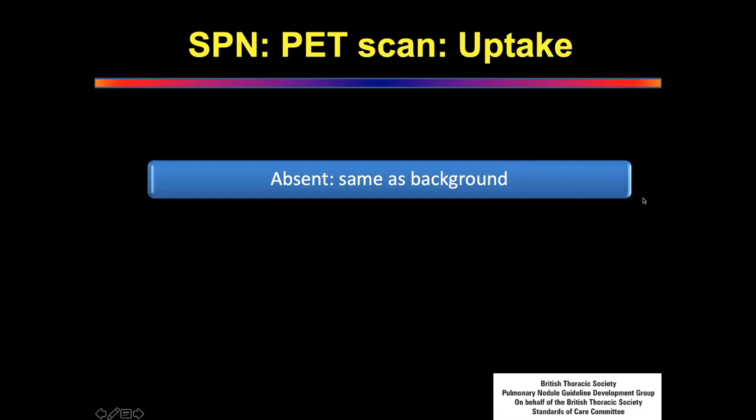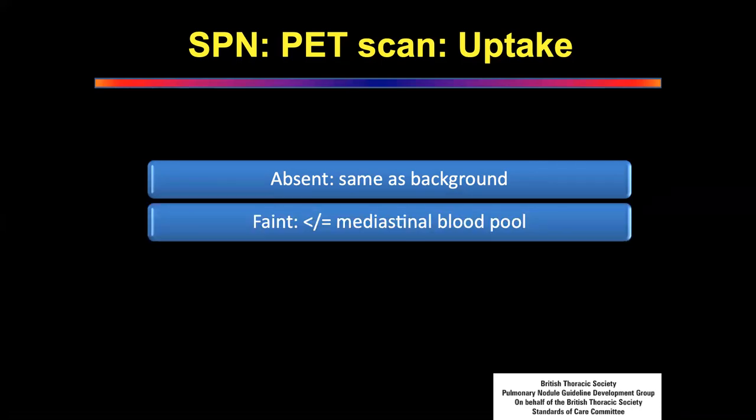Faint uptake. Okay. So no uptake, same as background, is no uptake. Okay. Second thing. Faint is what? You compare it with what? When you say faint or you say SUV 2.8, what do you mean by that? What are you comparing it to? The uptake of the background and the tumor. More importantly, the background may not have any uptake. So compared to the mediastinum. Excellent. So when it's a faint background, you look at the mediastinal blood pool. Anything that is less than or equal to a mediastinal blood pool is called as faint uptake.